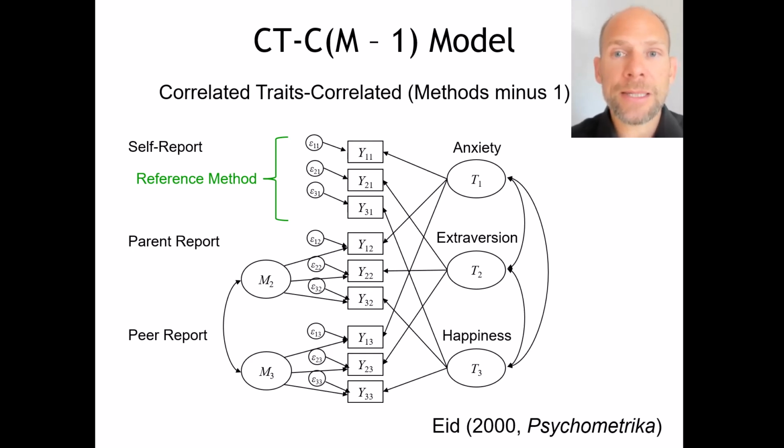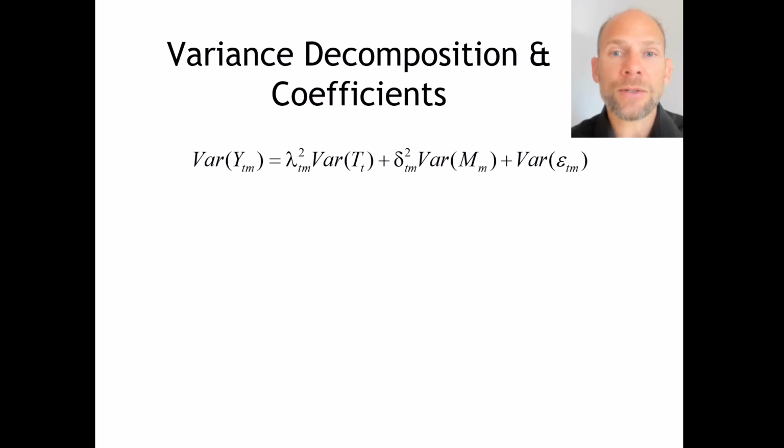Now, one nice thing about the CTCM-1 model is that it allows us to decompose the variance of the non-reference indicators into trait variance, lambda squared times variance of T, and method variance, which is delta squared times variance of M, plus measurement error variance. And those variance components are independent because trait and method factors are uncorrelated, and trait and method factors are also uncorrelated with the error variables in this model. And so as a result, we can define coefficients to partition the variance or proportion of explained variance.